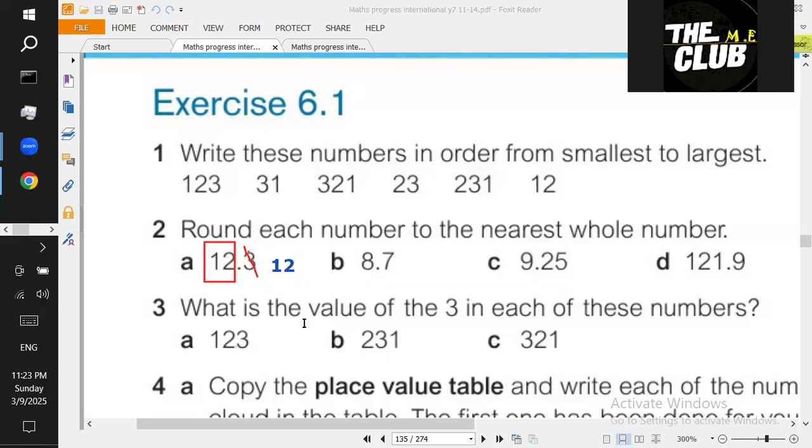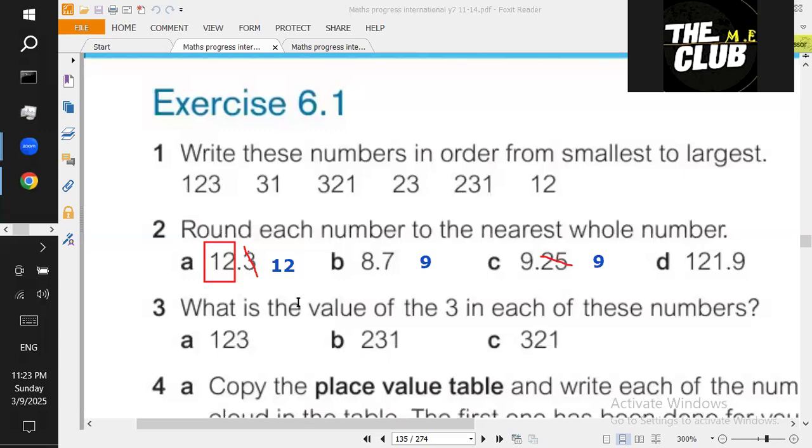Okay? Now, this one, 8.7, same idea. Because 7 is big, it will add 1 to the 8. It means the answer will be 9. And then here, we have 9.25. 9 is the whole number. 0.2 is the decimal number. The 2 is small. It means I will remove the 2 and the 5, and the answer will be 9. Same idea with all of them. So this is how you round to the nearest whole number.